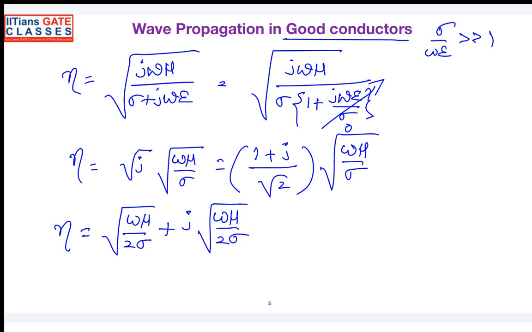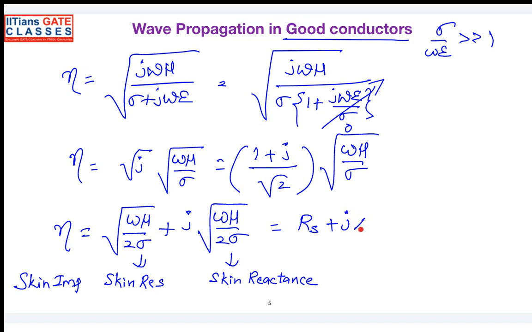So this is basically called your skin impedance. This is called the skin impedance of the conductor, and the real part is called skin resistance, and the imaginary part is called skin reactance. So I can say Rs plus j into Xs. So Rs is the skin resistance and Xs will represent skin reactance. In a short time, I will discuss what is called the skin effect. Until now, you can see that the impedance of a good conductor is a complex quantity.